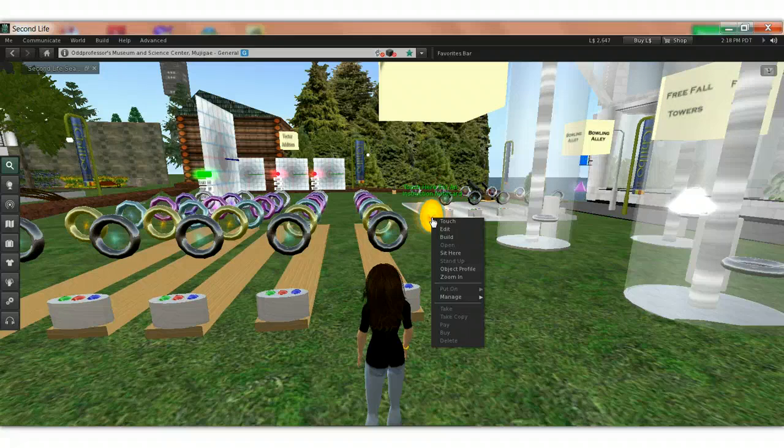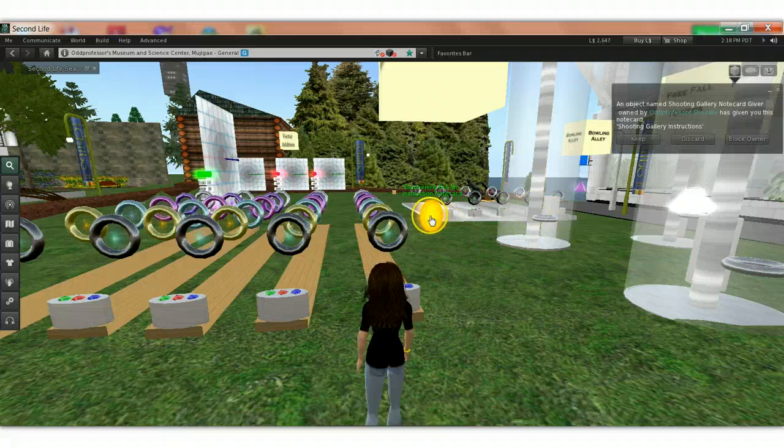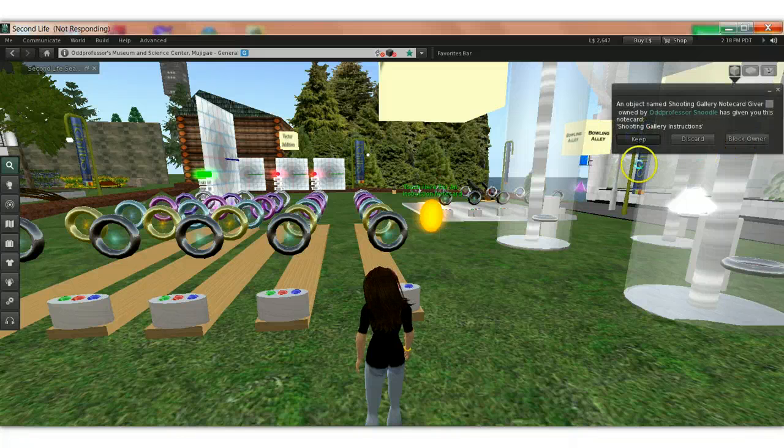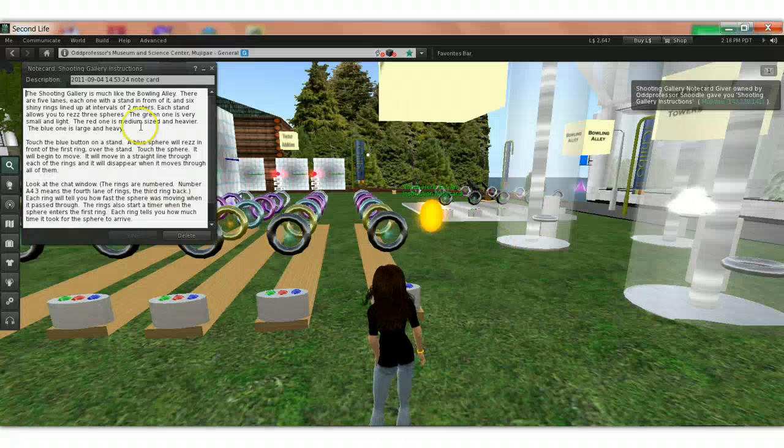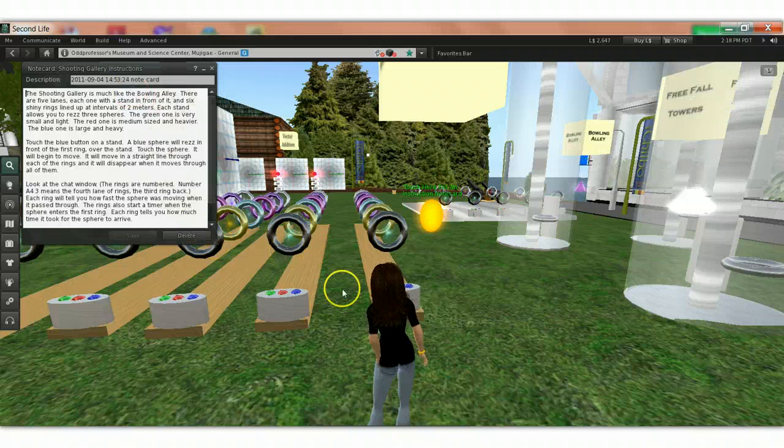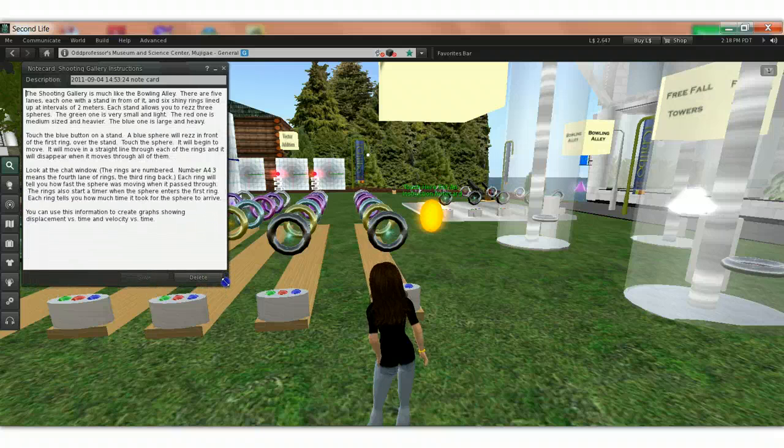And what they do is click on this little note card giver, and it pops up a note. Yes, Oddprofessor Snoodle. These are her shooting gallery instructions. And when they appear, the student reads through this, and it gives them the description of the task and what the assignment is going to be. What is the thing that they have to do?